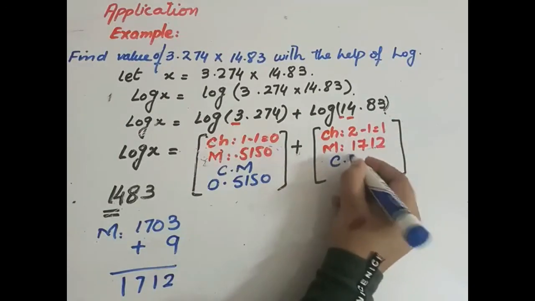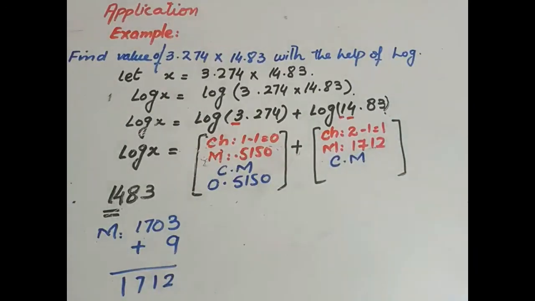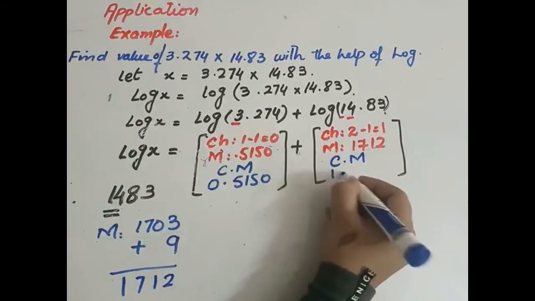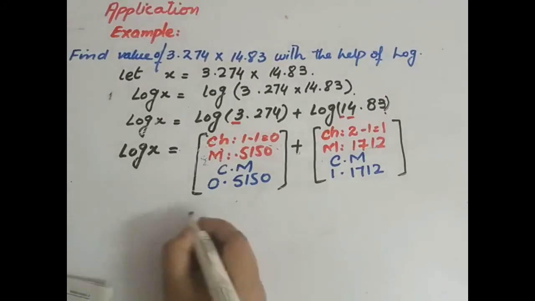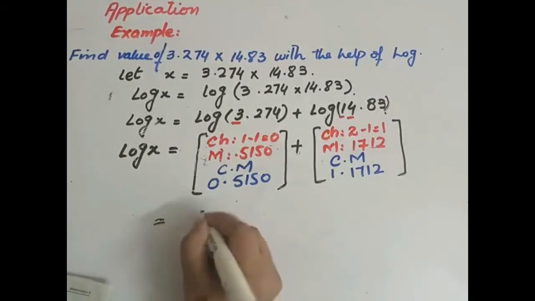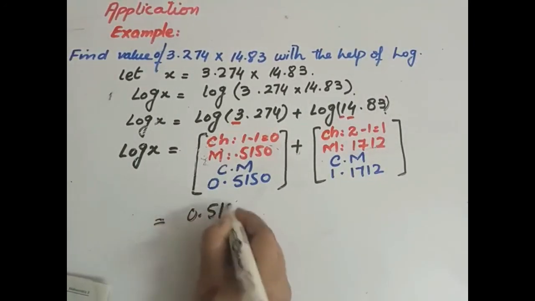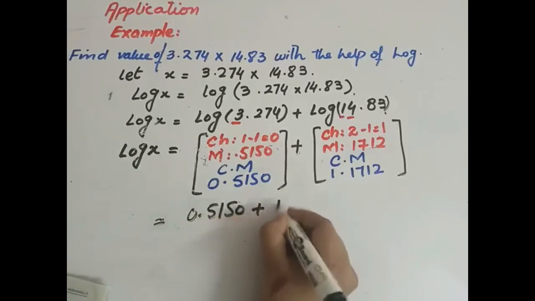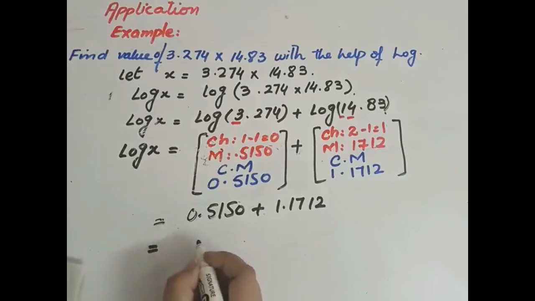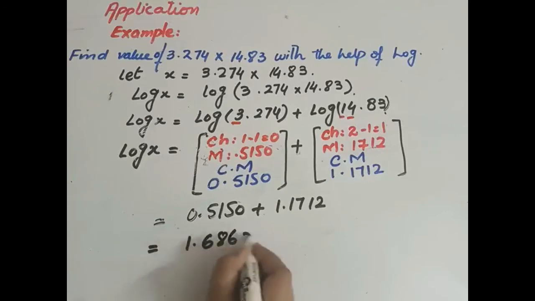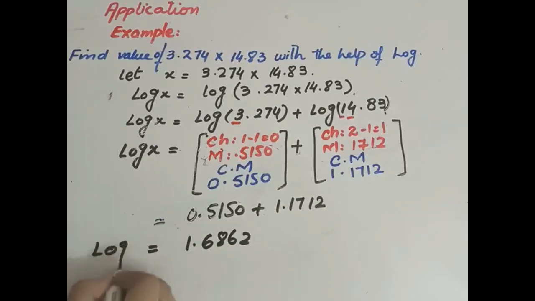Log we can write in C dot M form. So the characteristic is 1 and the mantissa is 1712. So it will be 0.5150 plus 1.1712. Now if I add them, it will be 1.6862. That is actually the value of log of x.